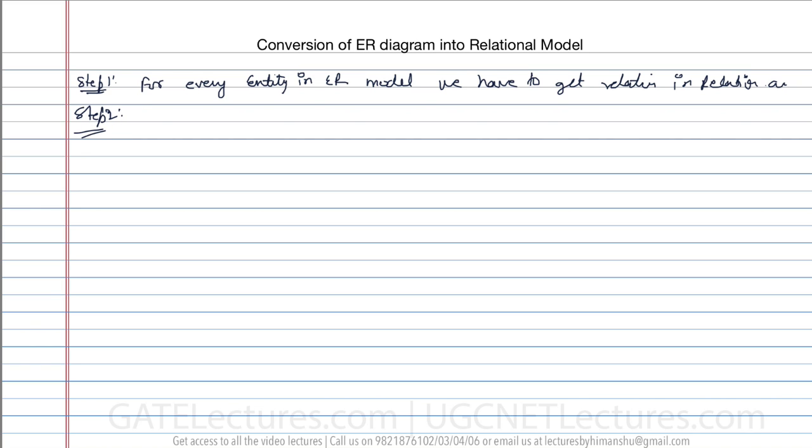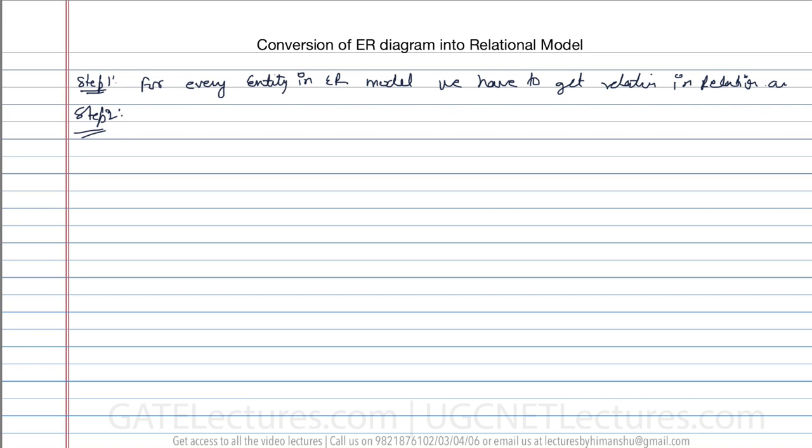The second is, if you have a weak entity, and that weak entity has a partial key, then we will have a strong entity and a weak entity. You have to create a table for the strong entity, and a table for the weak entity. In the table of the weak entity, we add a foreign key from the strong entity, and the partial key plus that foreign key will make the primary key.